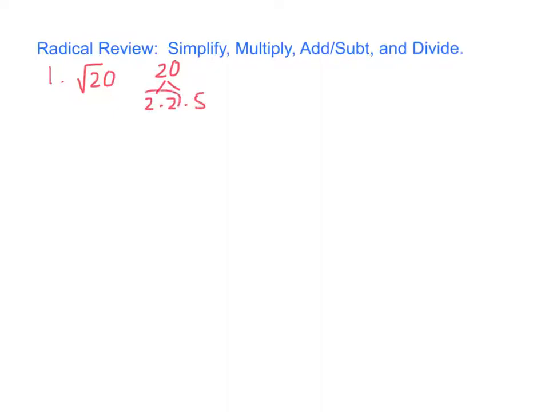You circle your pairs. Take one number from each pair. This goes on the outside. Whatever is left gets multiplied and put back under.